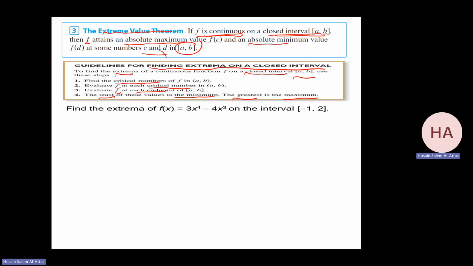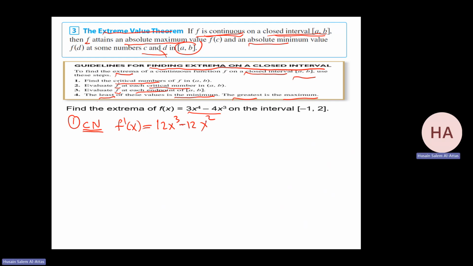Let me do it with this problem. So my first step is to find the critical numbers. This function is a polynomial, so it's defined and differentiable, nothing to worry about. So I need to find when f prime equals 0. And what is f prime? 12x cubed minus 12x squared.